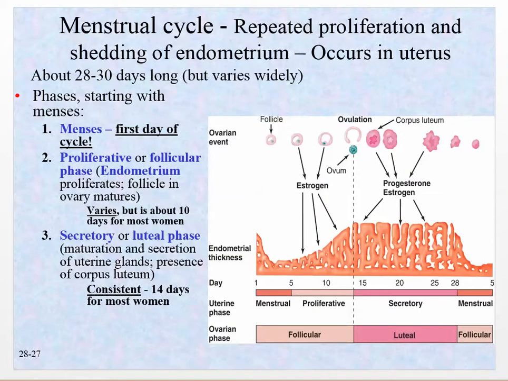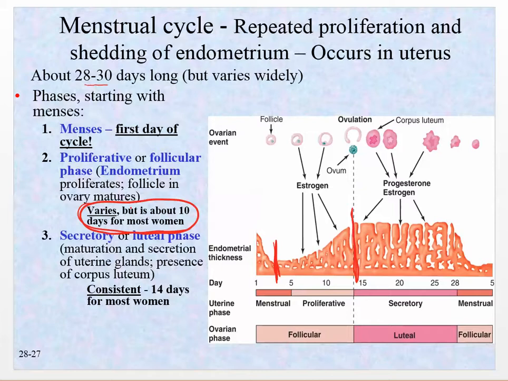Okay, so the menstrual cycle, again, the menses, it's about 28 to 30 days long. So menses is the first day of the cycle. Then the proliferative phase. This is what you need to know. The proliferative phase, where it's building up, is about 10 days for most women, but that varies. That amount of time from the end of menses to ovulation, that's what we're talking about, the proliferative phase, is usually about 10 days.